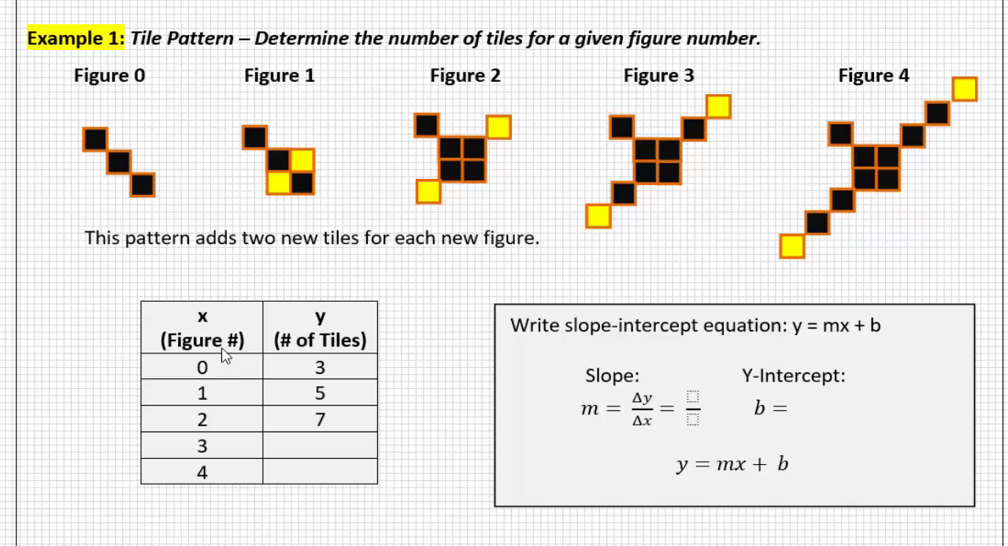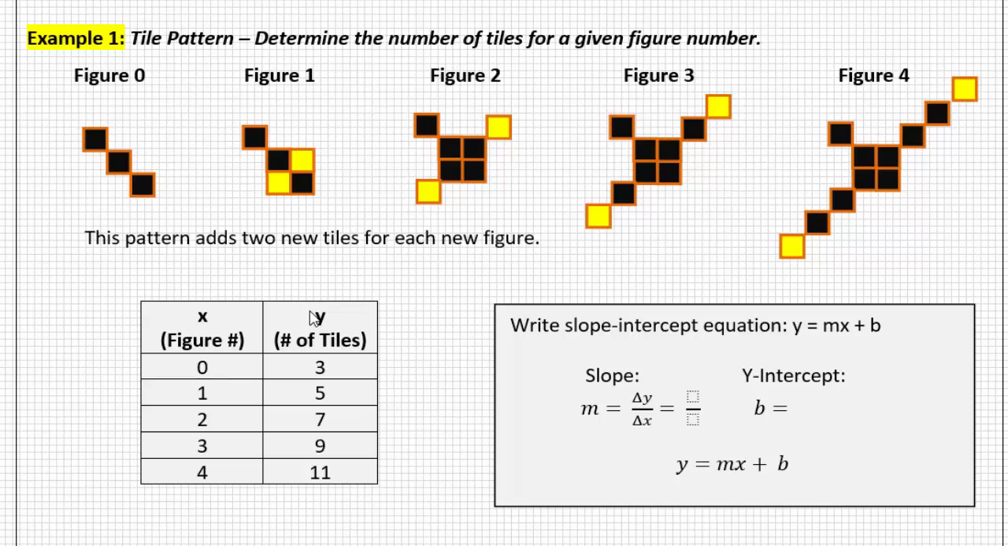What I'd like you to do is see if you can complete the rest of this table. Figure 0 has 3, figure 1 has 5 tiles, figure 2 has 7, and then fill in figure 3 and figure 4. Excellent. We should have that figure 3 has 9 tiles, and we can count those up, and figure 4 has 11 tiles.